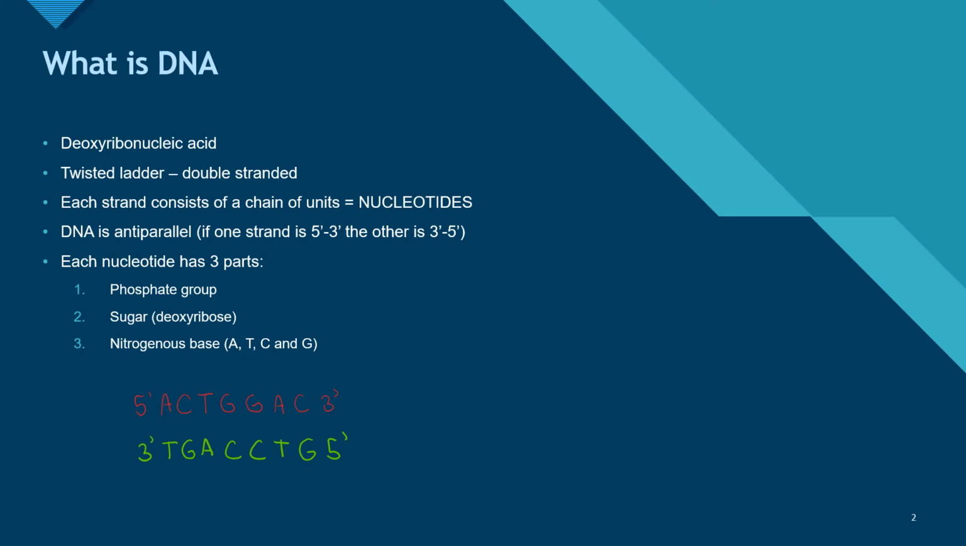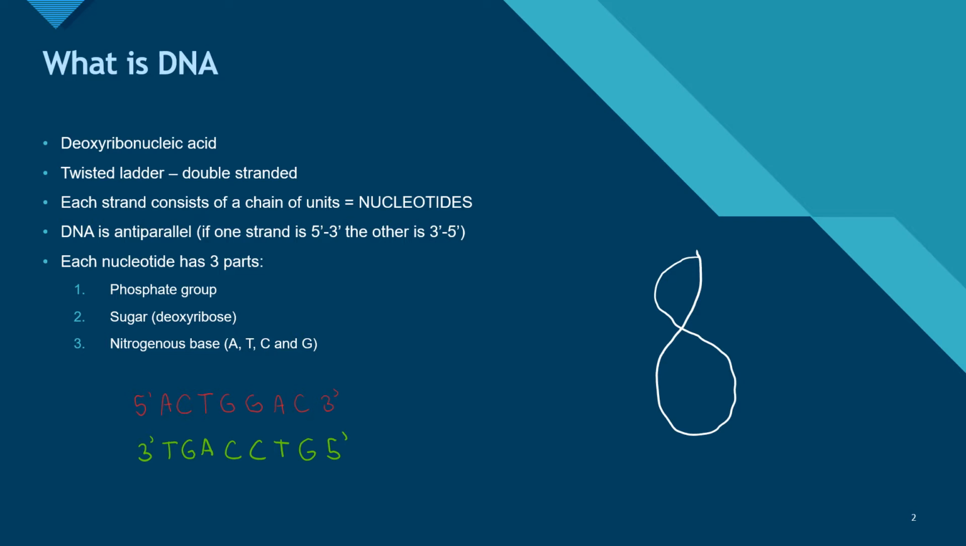But what is DNA? So also known as deoxyribonucleic acid. It's a twisted ladder that kind of looks something like this. So if you ever picture DNA, it would look something like this, sort of. And it's double-stranded, which means that it has two strands, and each strand consists of a chain of units called nucleotides.